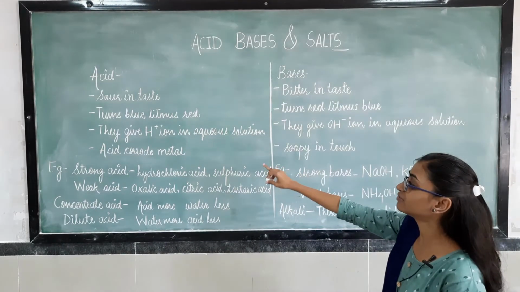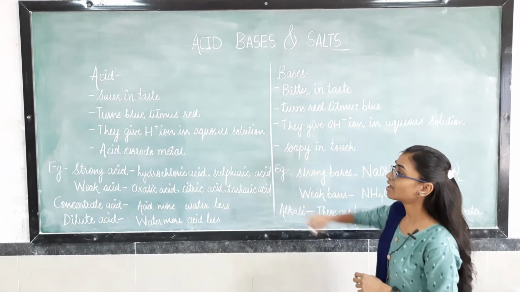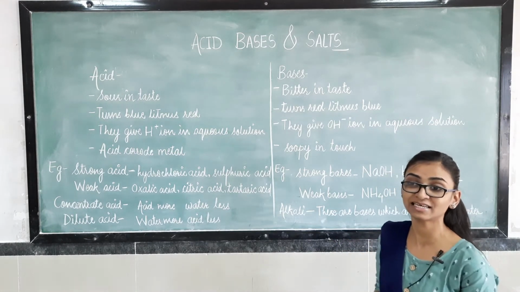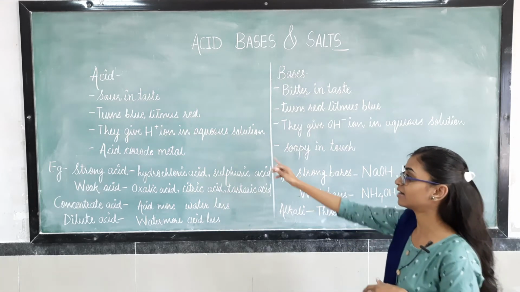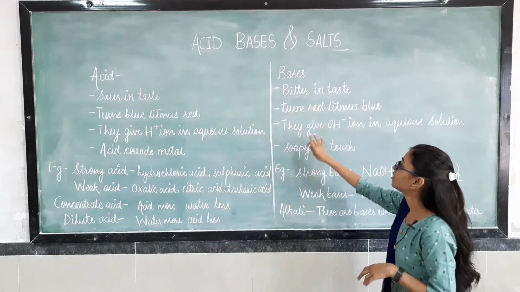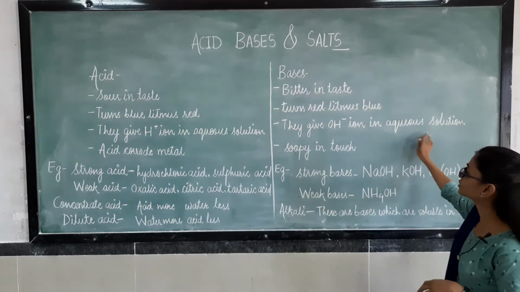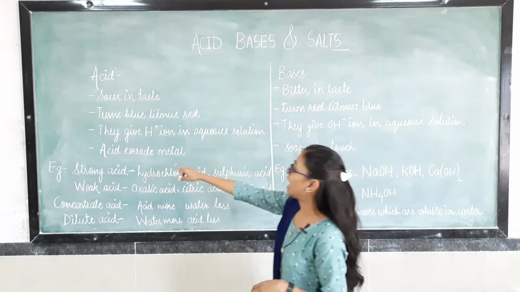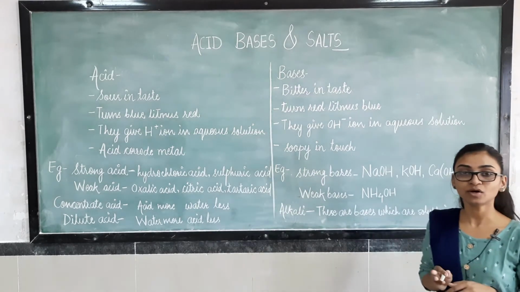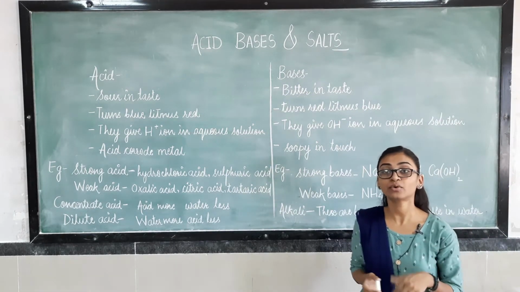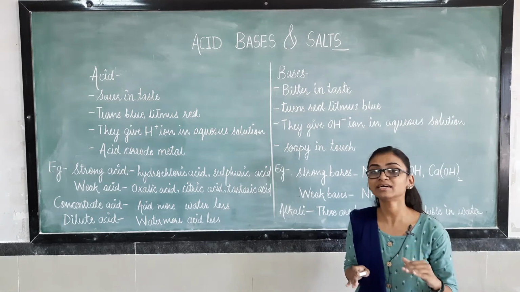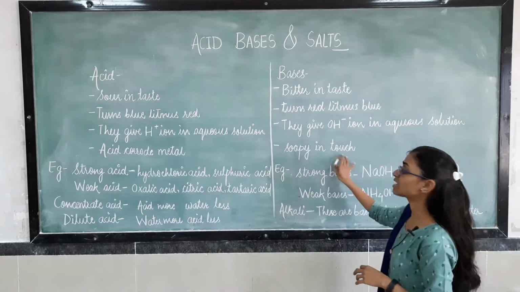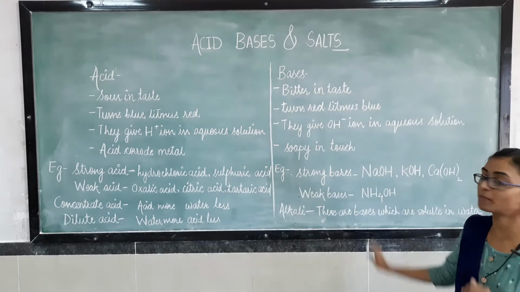What do acids do? They give hydrogen ions in aqueous solution. Means when acids are mixed in aqueous solution, or you may say when acid is present in a water-containing solution, then they release hydrogen ions. While when bases are present in aqueous solution, they will give hydroxyl ions, that is OH negative ion. Acids corrode metal. When acid comes in contact with a metal, what does it do? It corrodes the metal. That means it weakens the metal, or you may say it may get rusted. Okay. And bases are soapy in touch, slippery and soapy in touch.